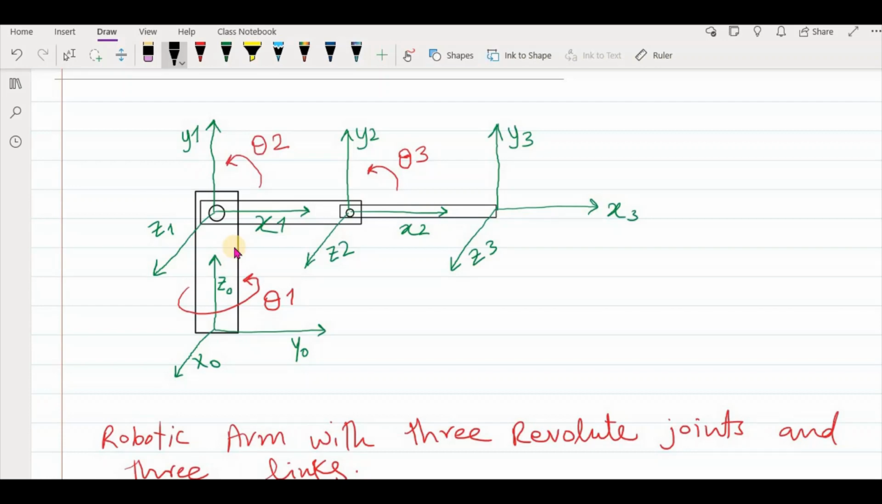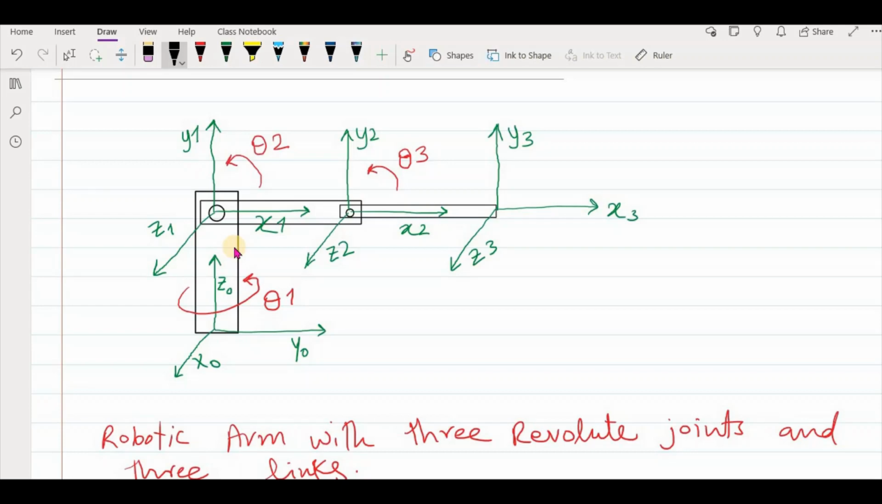So talking about joint 2, we assigned here the frame 1, and rotation is about the z-axis and length is toward the x-axis. And then we assigned frame number 2 to joint number 3. Again, rotation is about z2 axis and length is about the x2 axis.